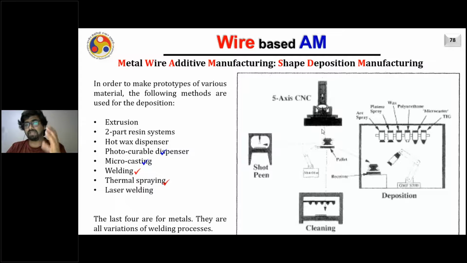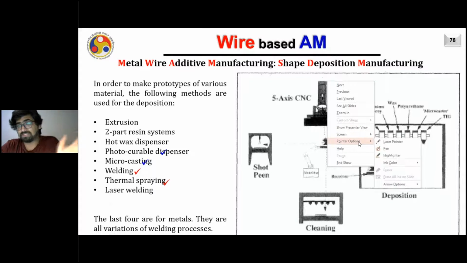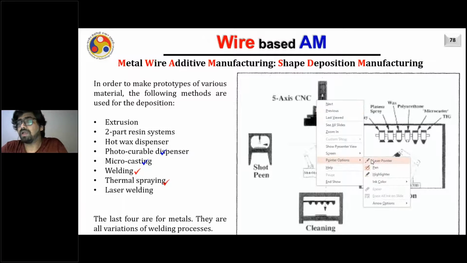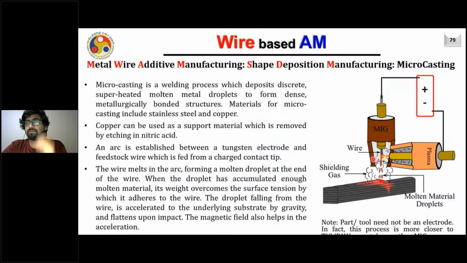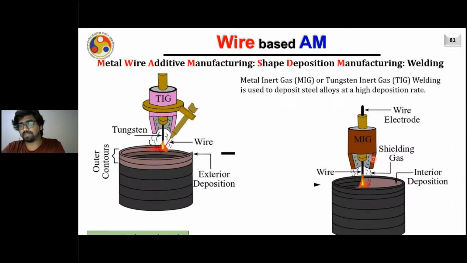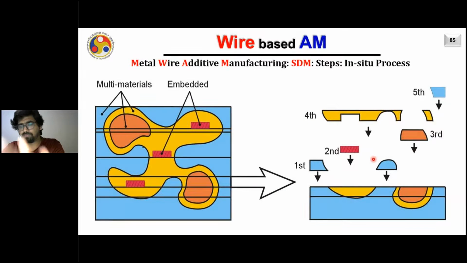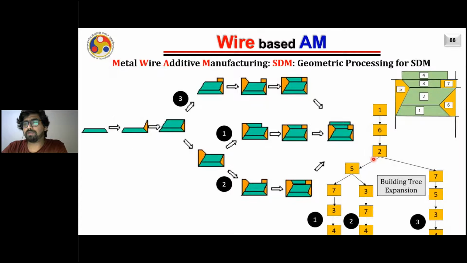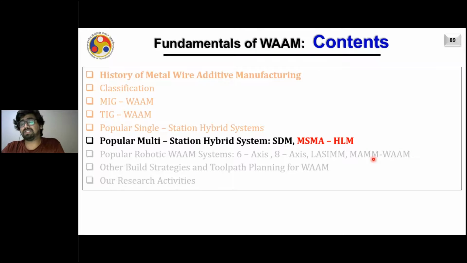So it's a system where there is a part mounted on a pallet and moves between different stations, and that is why I said it is a multi-station system. But it was like the first multi-station system was the shape deposition manufacturing. Okay, the second, I'll not go into detail of shape deposition manufacturing, how it works, but it's a hybrid multi-station system. Okay, let me just show you the other multi-station systems.